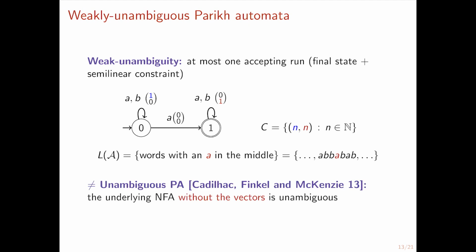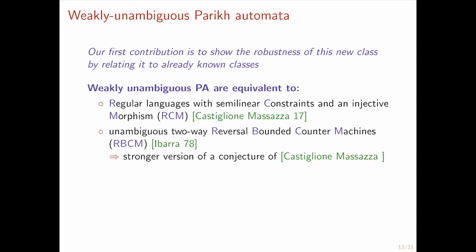As I said before, our class should not be confused with the class introduced by Cadilhac, Finkel and McKenzie under the name unambiguous constraint automata. For this class, the notion of unambiguity is much more restrictive than ours. They ask for the underlying automaton, without vectors, to be unambiguous. Our example here is a weakly-unambiguous Parikh automaton, but it is not an unambiguous Parikh automaton.